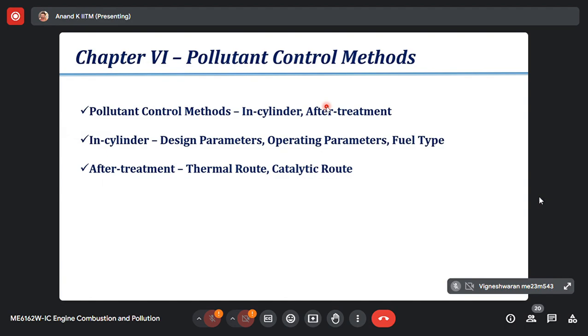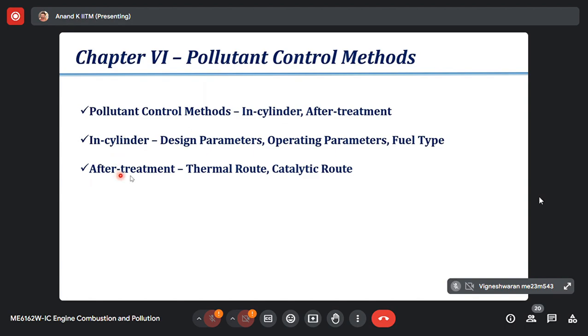The current practice in achieving the emission mandate, which I am going to discuss in the last chapter, is that we have to use both in-cylinder and after treatment. Otherwise, it's very difficult to meet the current emission mandate. So a combined in-cylinder and after treatment control method is generally adopted. In the in-cylinder strategy, we focus on design and operating variables, and fuel also plays a big role in controlling pollutant in the cylinder. Already we discussed these design and operating parameters and how they influence pollutant formation. So we'll have a quick summary of all these parameters that will help us control pollutant levels in the cylinder itself. This is the in-cylinder strategy.